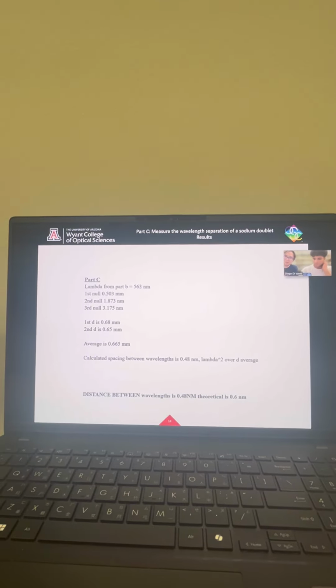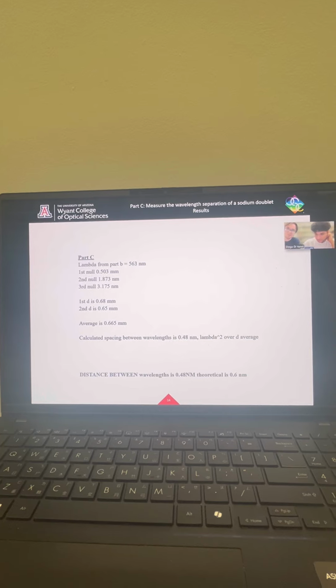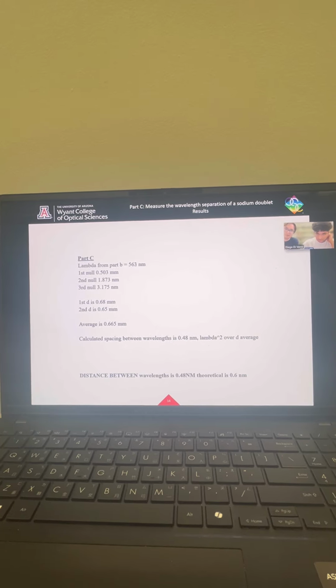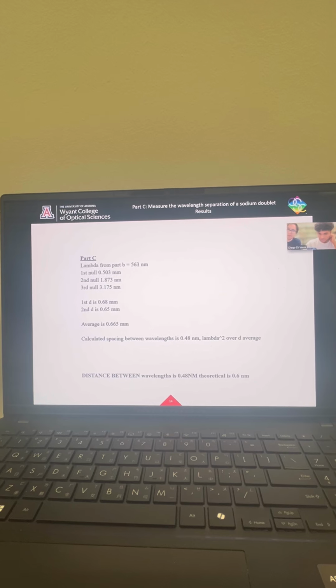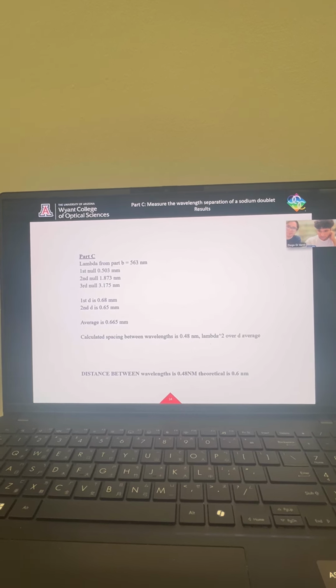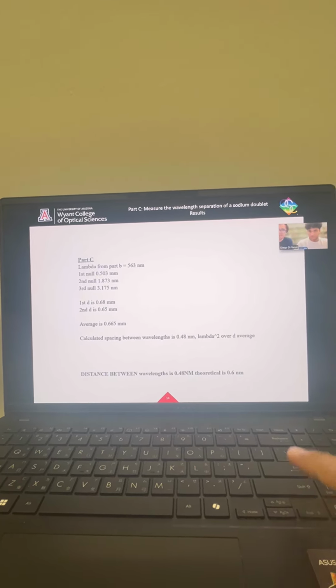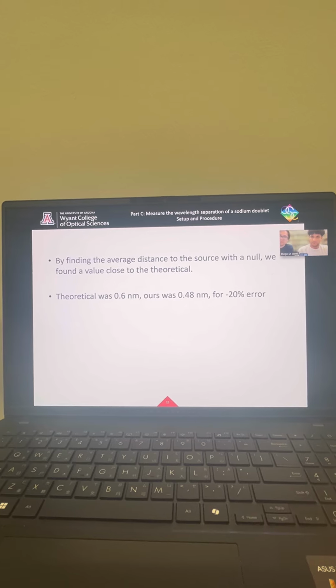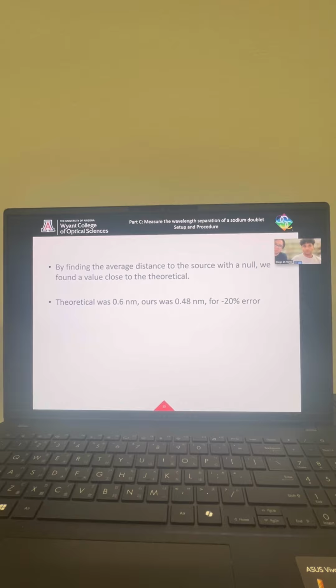So for Part C, these are our spots, and then we took the average of the distances between them, and by plugging this into the formula of lambda squared over the average distance between the spots, we ended up getting our separation between the wavelengths. We got a number of 0.48 nanometers compared to the theoretical 0.6 nanometers. This ended up being a 20% error, which, considering the setup, does prove the theory to be pretty accurate.